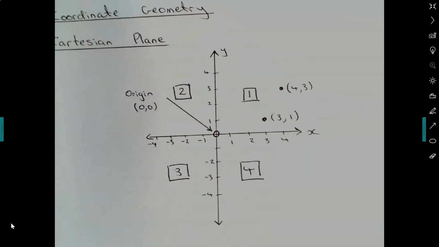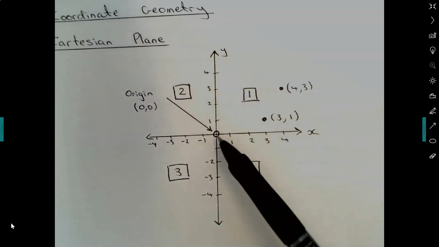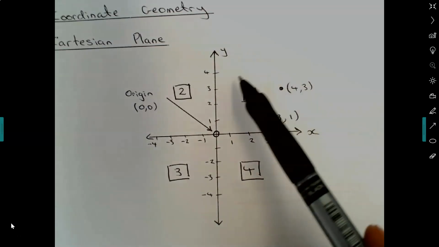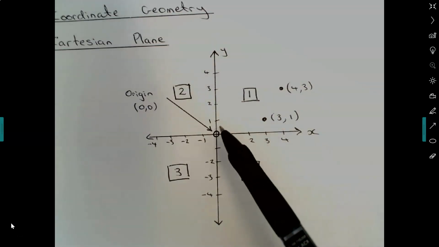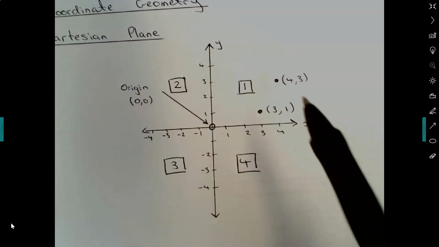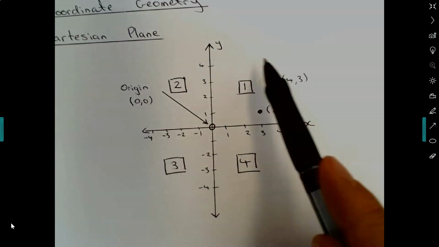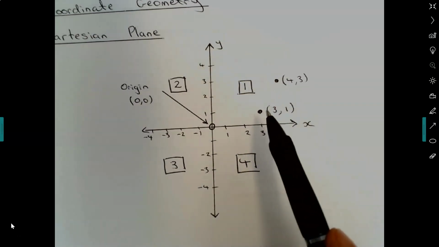So if we focus on quadrant 1 for a second, all the x values are positive or negative? Positive, and all the y values are? So in quadrant 1, this quadrant here, all the x values are positive, all the y values are? Positive. So if I was to plot any point in here, both of those numbers would be positive.